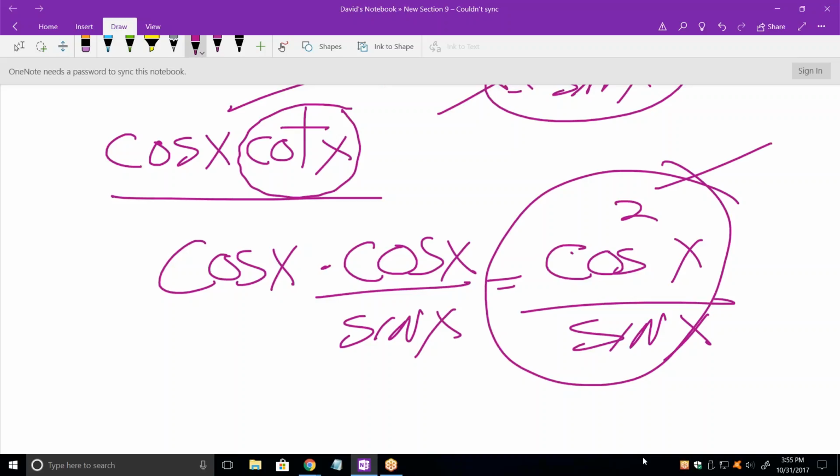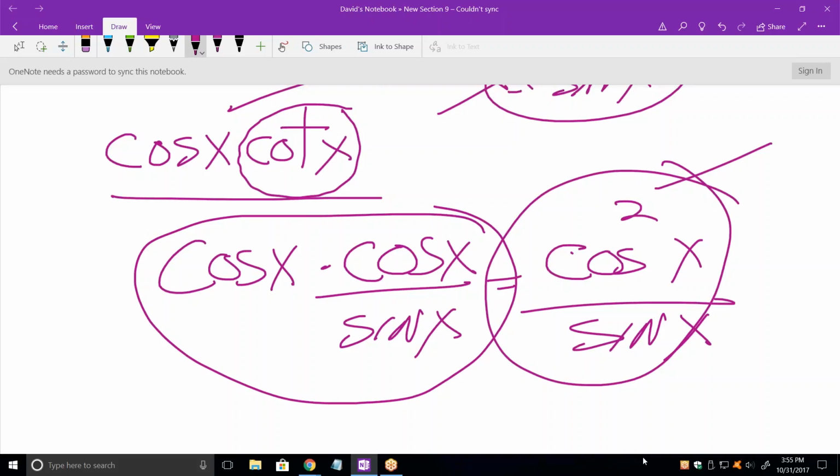But the key on all of these is to try to convert one trig function into a form of the other one. Okay. I can convert cotangent into tangent, making it 1 over tangent, but I can also convert it into cosine over sine. And which one you use doesn't really matter. You're still going to end up in the same spot. You can still end up with cosine squared over sine.